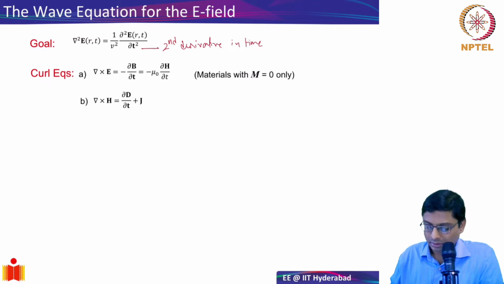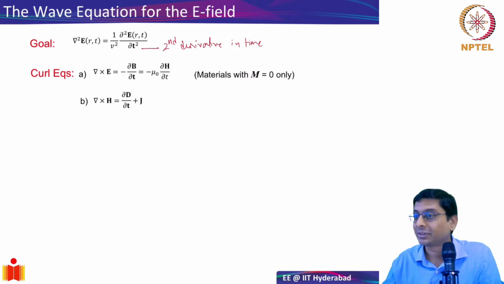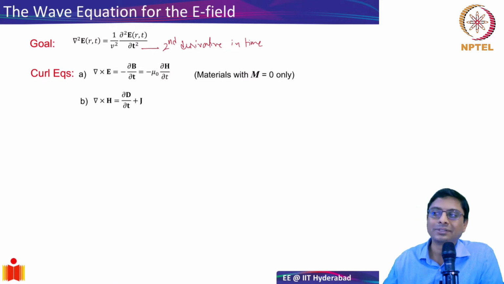Sorry, I have my students here, so they're asking me questions. So let me, what is this? It should be dou square H by dou t square. Well, why should it be H? It can be electric field as well.